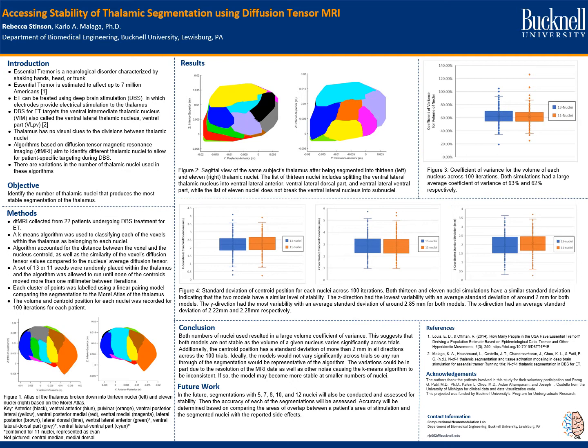Overall, these results suggest that at 13 and 11 nuclei, the segmentation algorithm is not stable in both volume and position of nuclei. Therefore, a single run would not be able to be used as a predictor of thalamus anatomy.